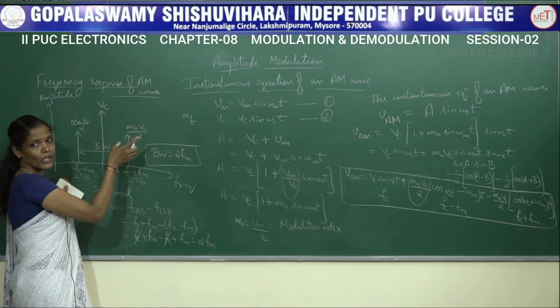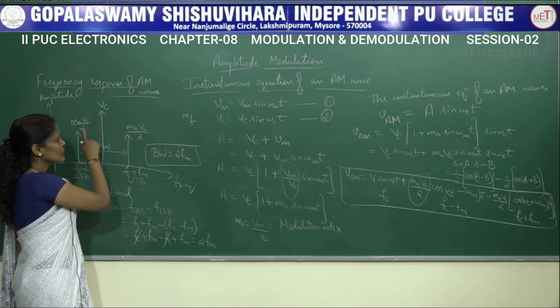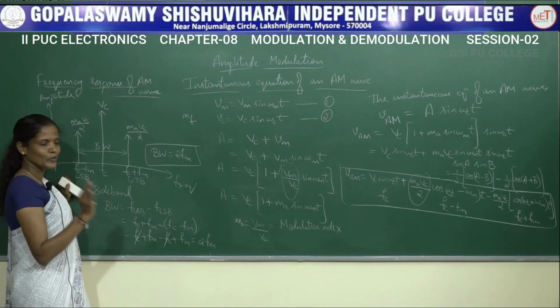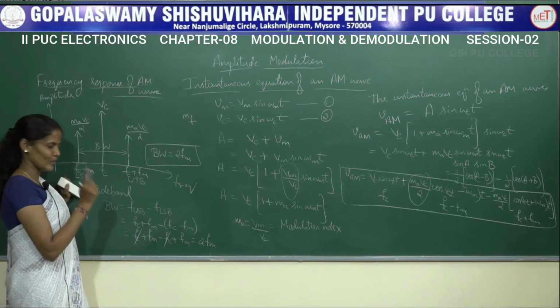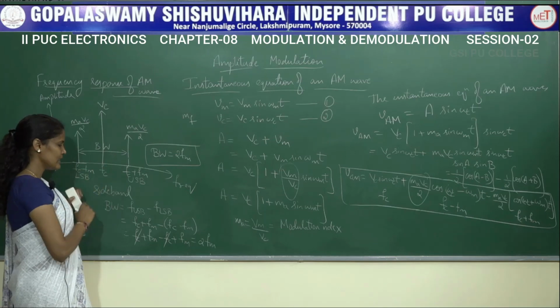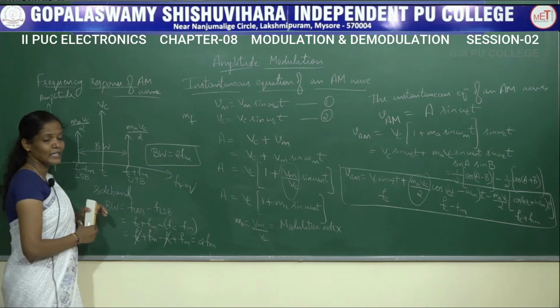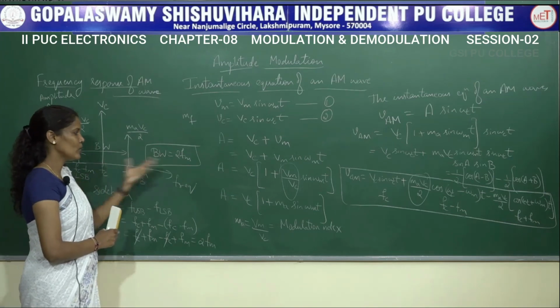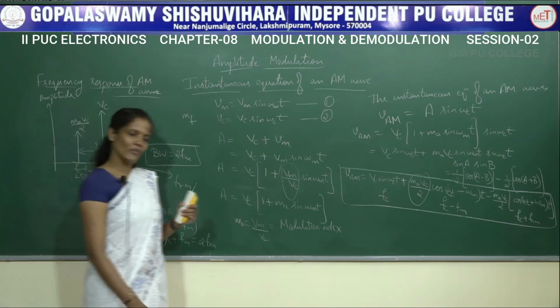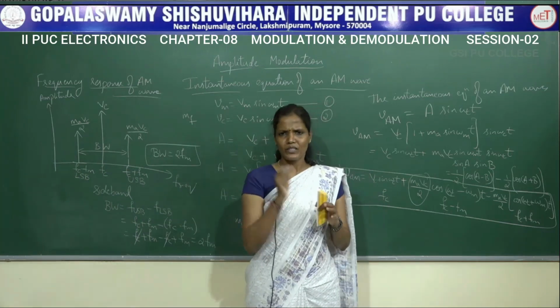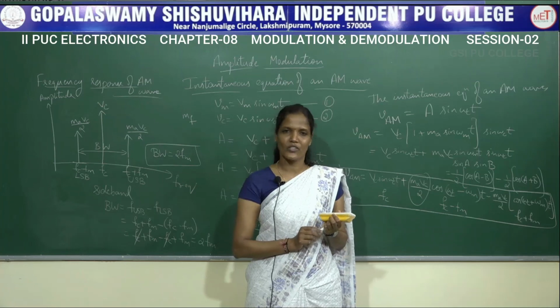One thing you have to observe here is that the amplitude of both the sidebands is the same. MAVc by 2 itself is the amplitude of both the lower sideband as well as the upper sideband. Bandwidth is the difference between the upper sideband frequency and the lower sideband frequency, which is given by 2 times Fm. I hope you are very clear with this expression. This is the most frequently asked question in your exams.